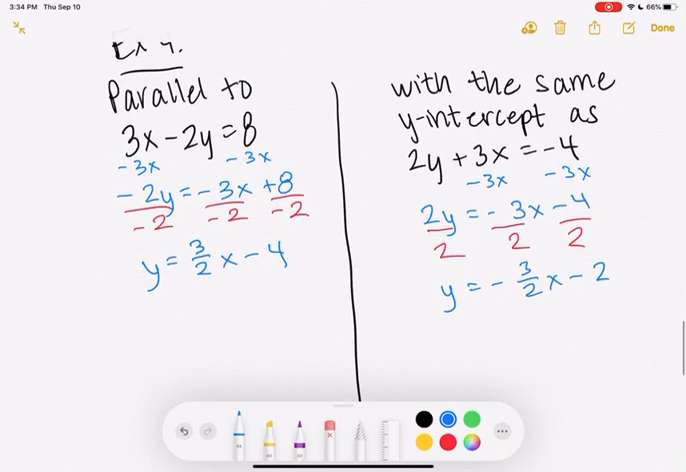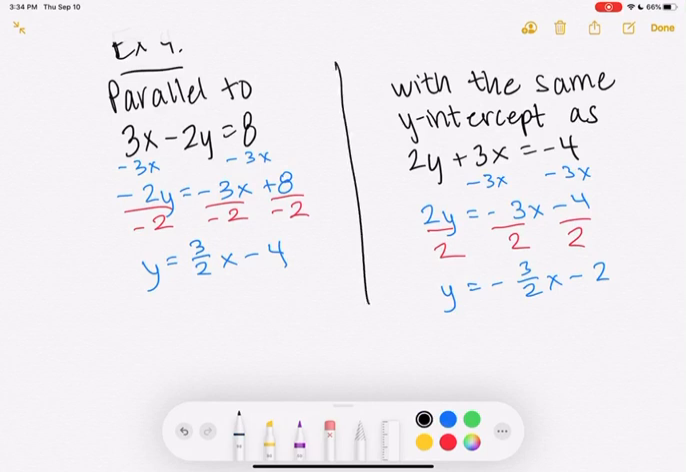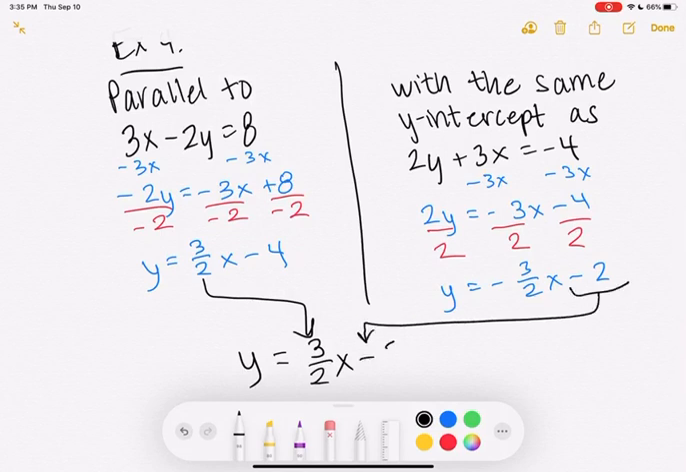So to finish it off, let's go back and revisit what our question was actually asking us to do here. We want to have one equation that is parallel to the one on the left, with the y-intercept of the one on the right. So if it is parallel to the one on the left, what is my slope? 3 halves, because parallel means same slope. If I want it to have the same y-intercept as the one on the right, what is my y-intercept? Negative 2. That is our final answer.